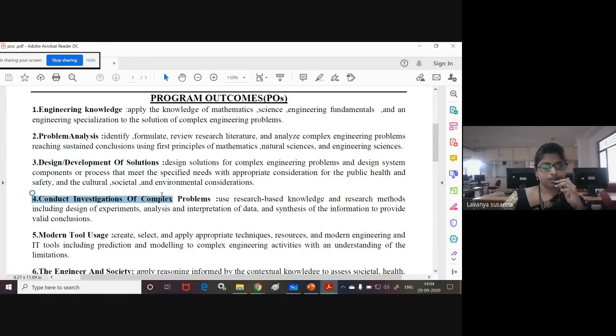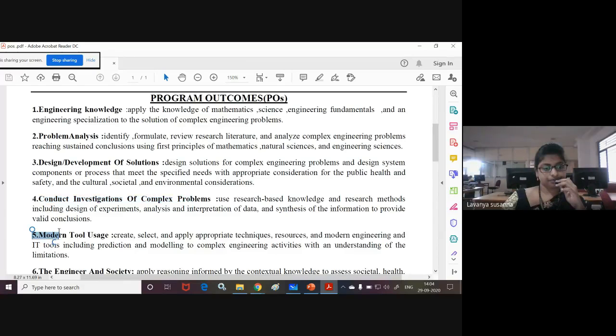Next, CO4 is mapped to PO4. What is PO4? Program outcome: conduct investigations of complex problems. There are many methodologies, and these methodologies can be applied across the development process of the complex system. Using them, you can implement the complex system. That's why I have mapped CO4 to PO4.